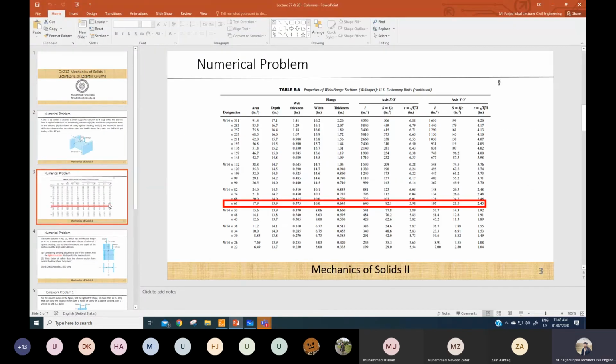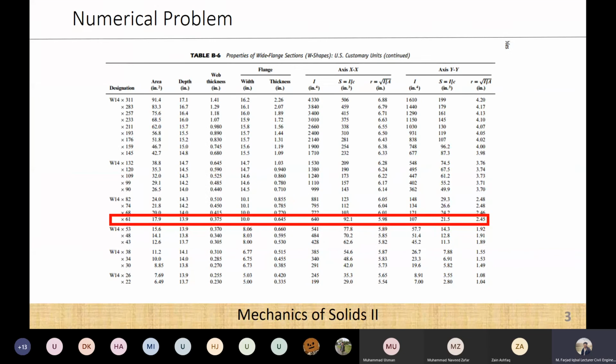From the section table, I have just added the screenshot over here. You can see that for this section W14/61, we have the area as 17.9 inch square. This S factor for the, actually I should have added the initial picture. Okay, anyway.